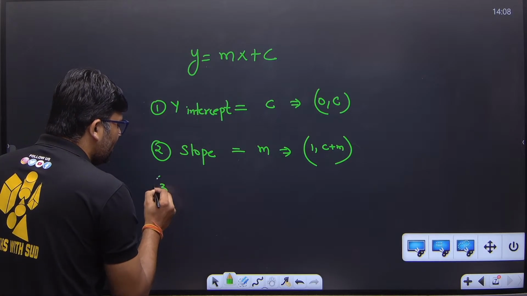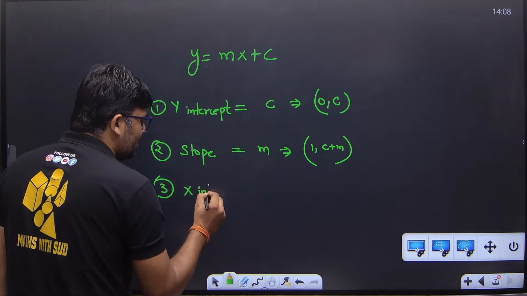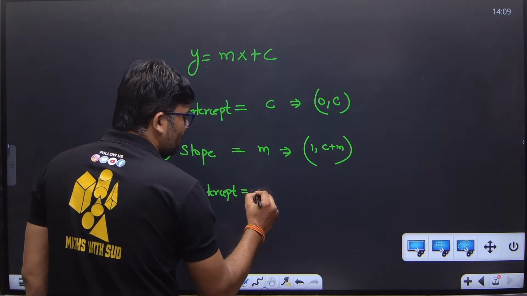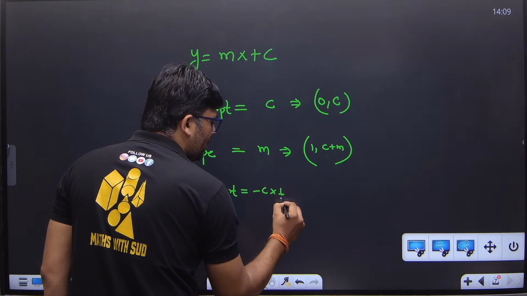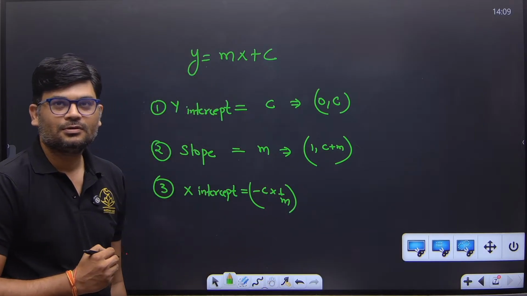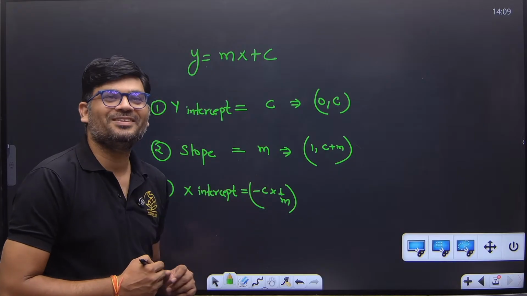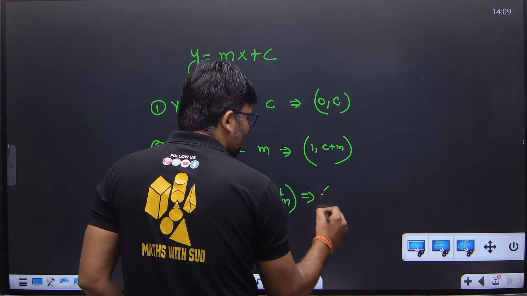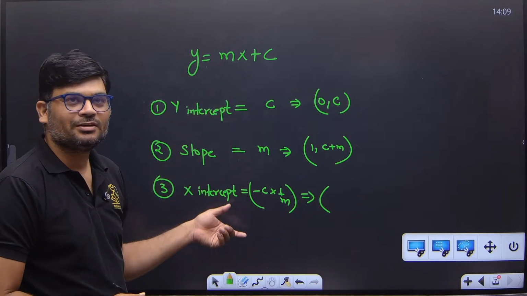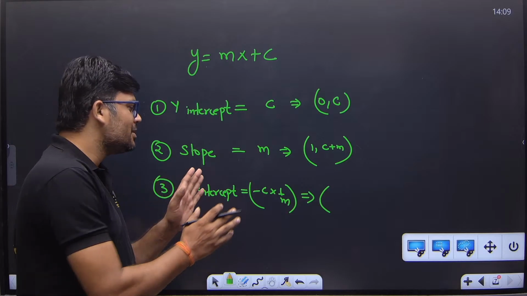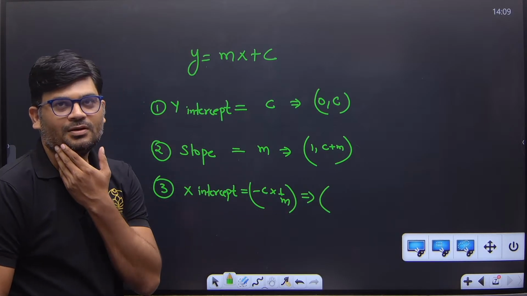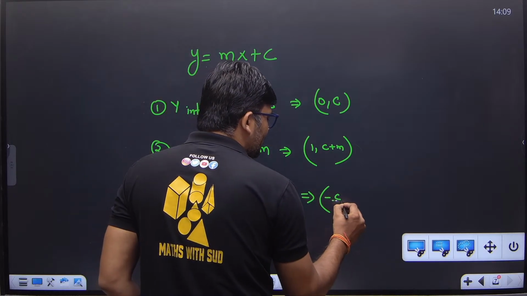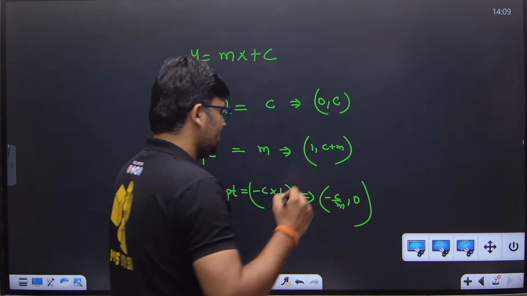Then the third coordinate can be found using the x-intercept, which is given by the formula minus c into 1 upon m. I wrote it like this because in this form it is easier to understand, instead of minus c by m. Because if the m is in fraction, you will get confused. So rather you just multiply by the reciprocal of m. And the coordinate can be minus c upon m comma 0.